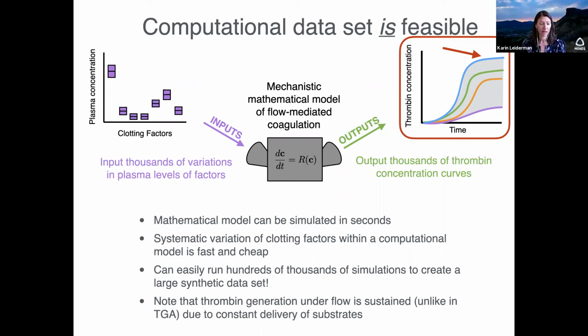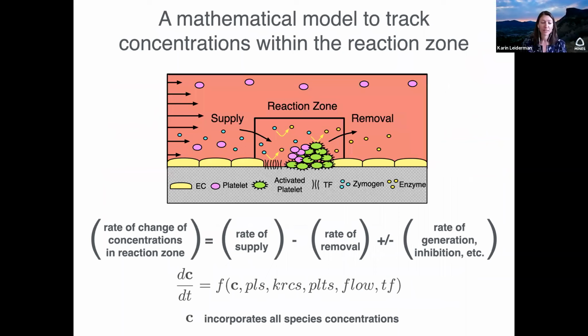Or the model output. So I'll just give a big picture of the model here. I'm happy to discuss details if you want to discuss details after the talk. The model we've used for this study simulates that reaction zone that we talked about a few slides ago, right? So the reaction's occurring in this small zone above some injury where there's exposed tissue factor and collagen, with everything subjected to flow. So we can write down a differential equation that tracks the concentration of every species that exists in the reaction zone.